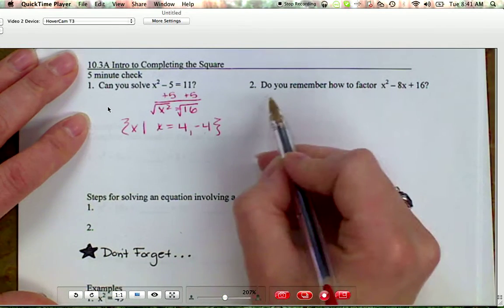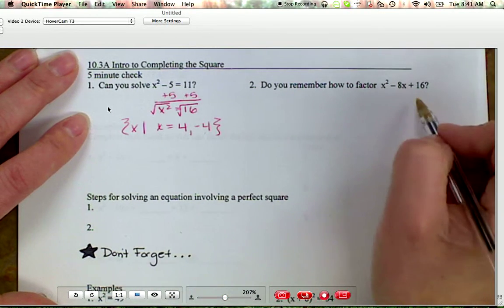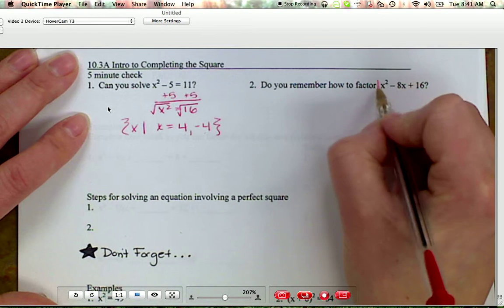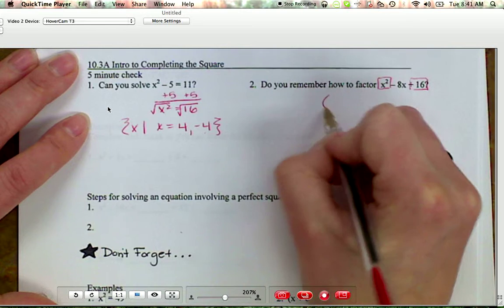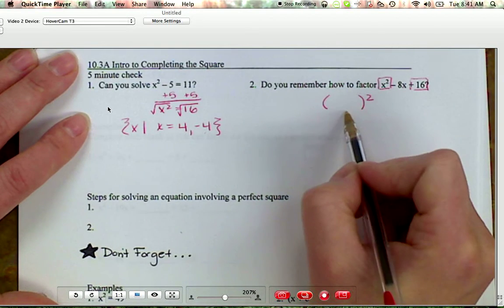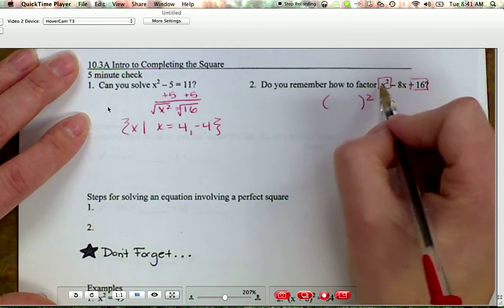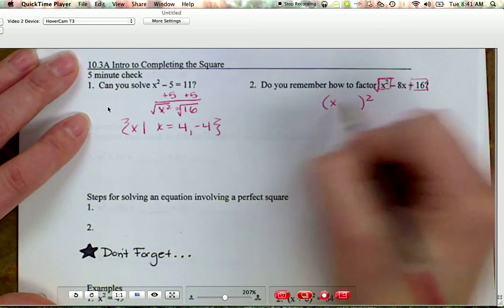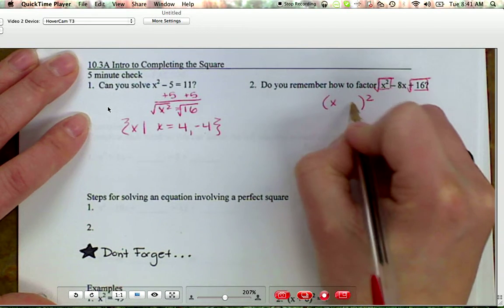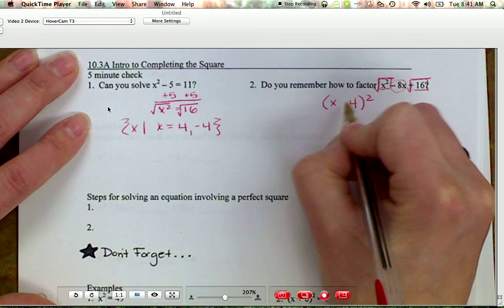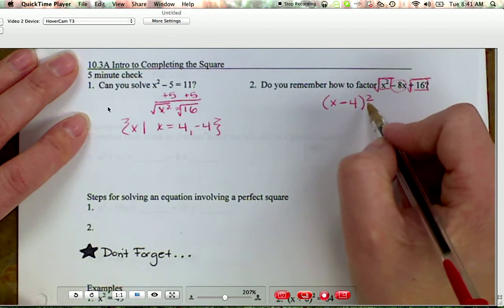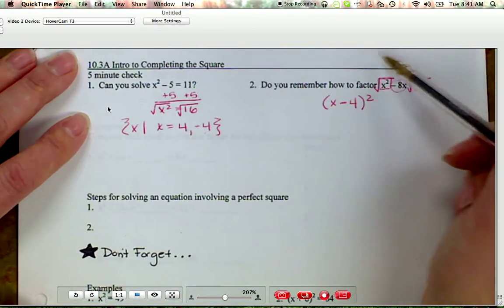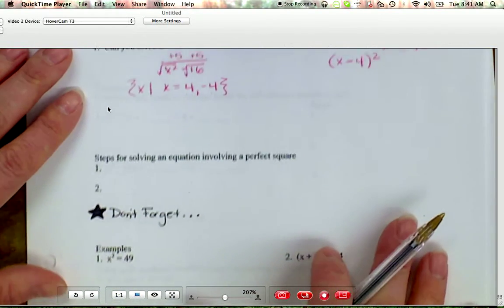The other skill that we will use today is remembering how to factor a perfect square. If the first term is a perfect square and the last term is a perfect square, remember that we can write it like this. Take the square root of the x squared and we get x. Take the square root of 16 and we get 4. Bring down the sign of the middle term and we get x minus 4, the quantity squared. Both of those skills will help us win this section.